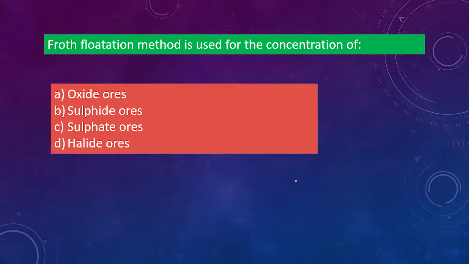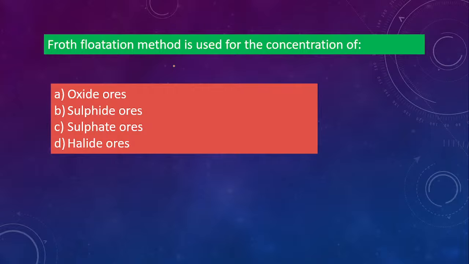Okay, so let's do, okay. Okay, you want me to repeat? Okay. So you have to say froth flotation method. Where do we use froth flotation method out of these four process? Oxide ore, sulfide ore, sulfate ore या halide ore का concentration. So from this where out of these four कहाँ पे froth flotation method use होता है for concentration. Okay, your Surya is going for C.